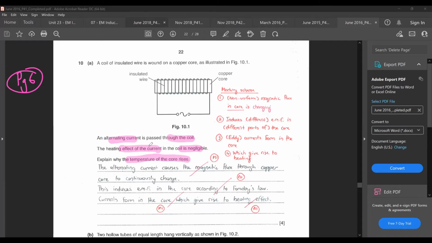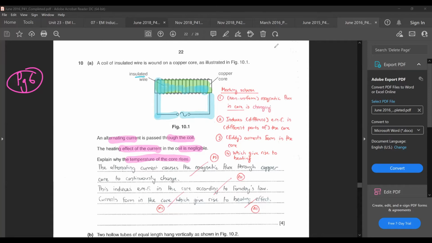Now this one here, there are just some things to note. You have your copper core, which is the green colored thing that I highlighted. And at the same time, you have your insulated wire, which will be the blue colored things that I highlighted here. You actually have two different objects here, the copper core and the insulated wire.